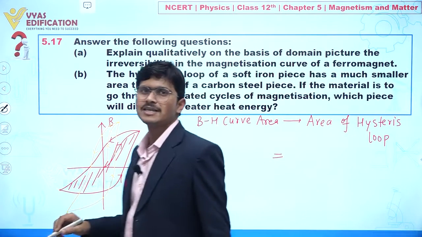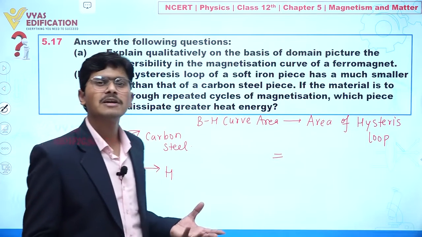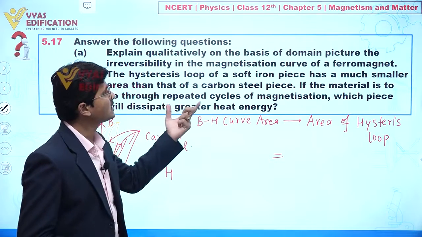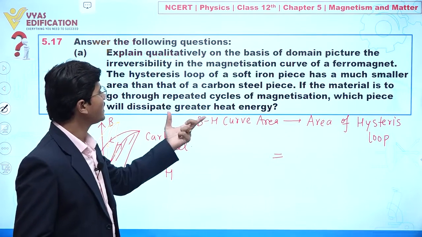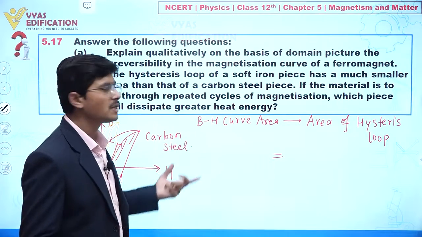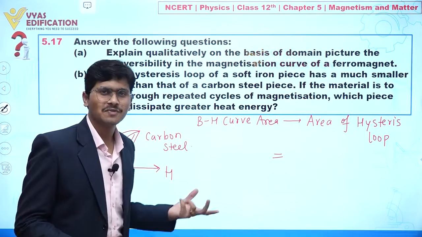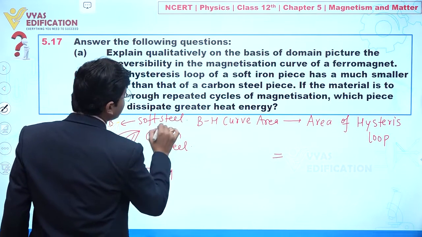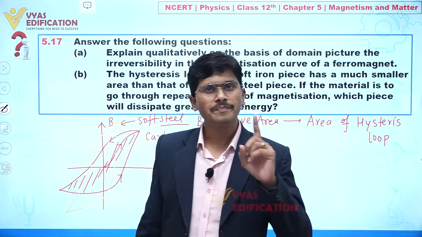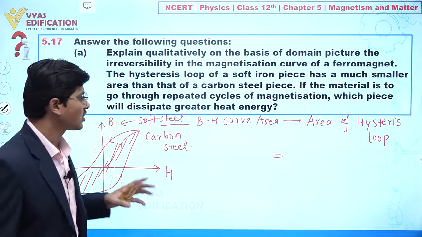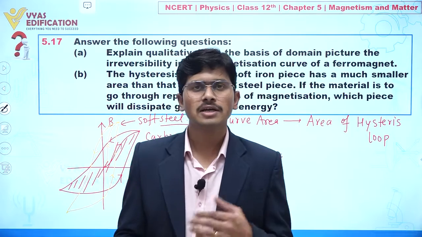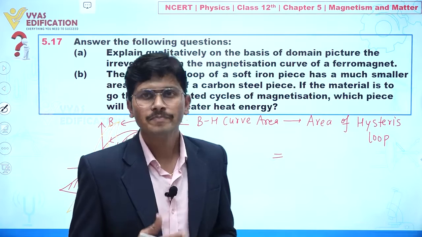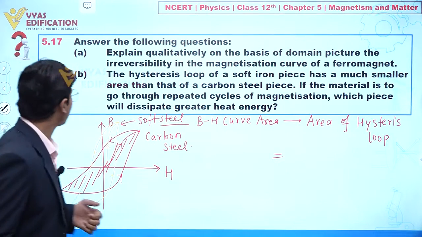Actually it provides the total amount of energy that is dissipated in the form of loss. Clear? So we can say definitely the heat energy that is dissipated in a carbon steel is more compared to soft steel. Clear? This is a diagram for soft steel. So directly you should keep in your mind only one concept: the area of this BH curve provides you the total heat lost, the energy lost in the form of heat.